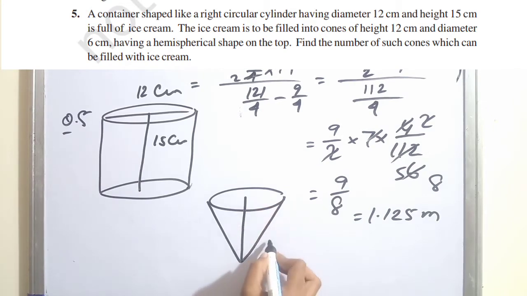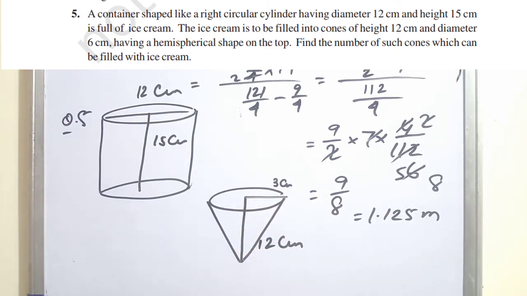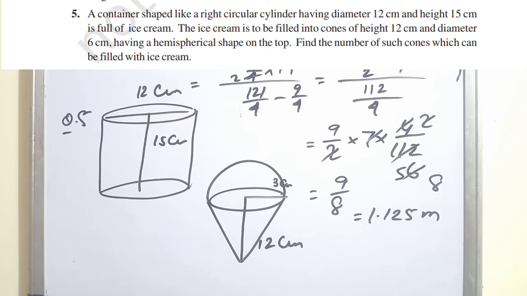This height is equal to 12 centimeter and diameter 6, that means radius 3 centimeter, having a hemispherical shape on the top, like that. And find the number of such cones which can be filled with this ice cream. That means how many ice cream cones can be filled with this ice cream.